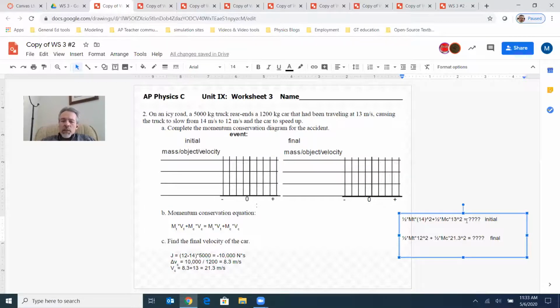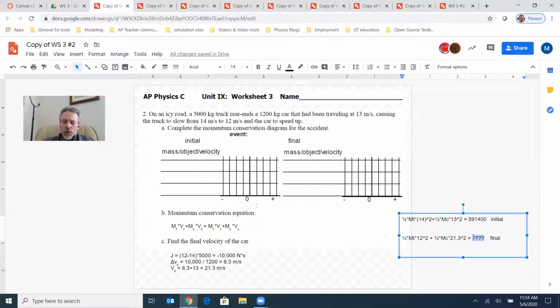Did anybody get the initial energy yet? I got a big number. Yeah, I got 591,400. Yeah, 591,400. I'm hoping that other people are doing this too. And go ahead and calculate. Okay, good. And got confirmation.